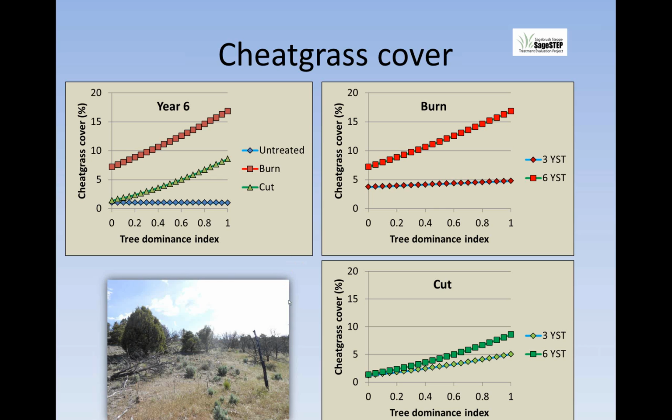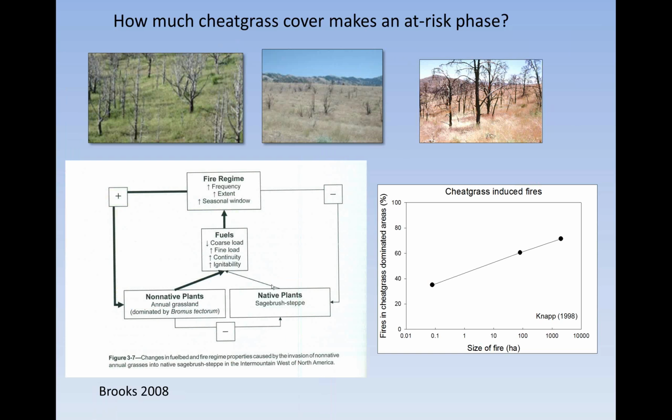And that's kind of what's occurring here. So looking at the 3rd year versus the 6th year, what's happening over that 3-year period? Well, cheatgrass cover is increasing more on the burn than on the cut. And so it's tending to increase on our burn sites in the Sagestep. And you say, well, how much cheatgrass cover makes it an at-risk phase?